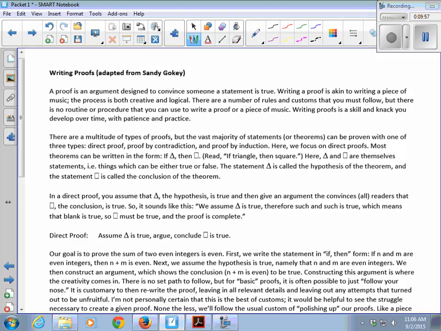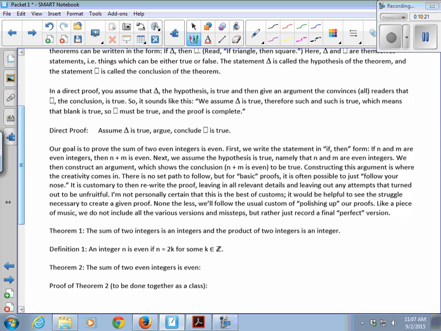So most theorems can be written in the form, if something, then something else, right? If triangle, then square. Here, triangle and square are themselves statements, things that could be true or false. So statement triangle is called the hypothesis of the theorem, and statement square is called the conclusion of the theorem. In a direct proof, you assume that triangle, the hypothesis, is true. That's just a given. It's definitely true. And then give some argument that convinces all readers that square, the conclusion, is also true.